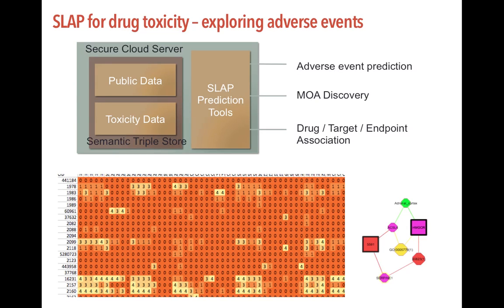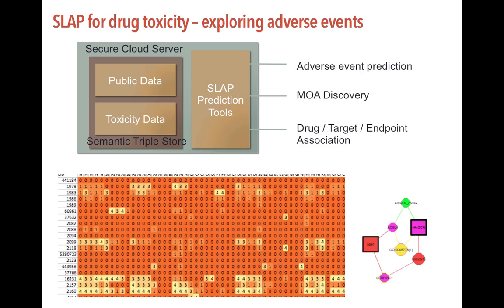We're also working with a large pharmaceutical company looking at SLAP technologies for drug toxicity, exploring adverse events and being able to make predictions of adverse events that use all the integrated data and that are able to go across data silos, be they proprietary and public, or domain silos. So we're integrating toxicity data with other data, and then being able to do adverse event prediction, mechanism of action discovery, and endpoint association, and build various maps from that that can help us not just make predictions of adverse events, but understand them.